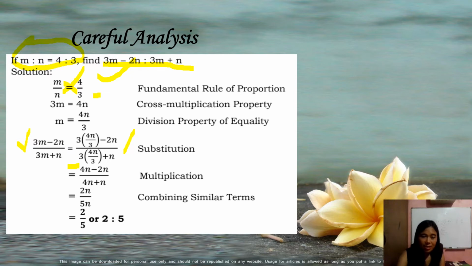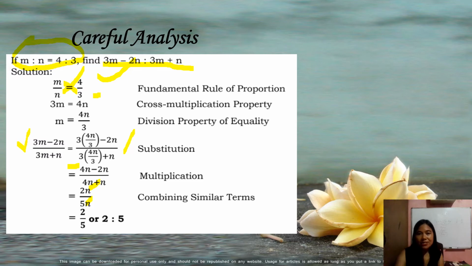Then, similarly, for the denominator, we have 3 times 4n. So 3 times 4 is 12, divided by 3, that's 4. So it's over 4n plus n. Now combining like terms, we have 4n minus 2n is 2n, and then 4n plus n is 5n. So we can now cancel out n. So the correct answer is 2 over 5 or 2 is to 5.